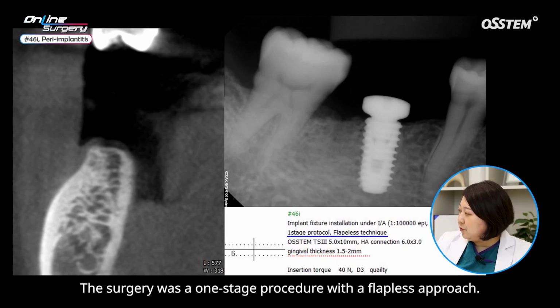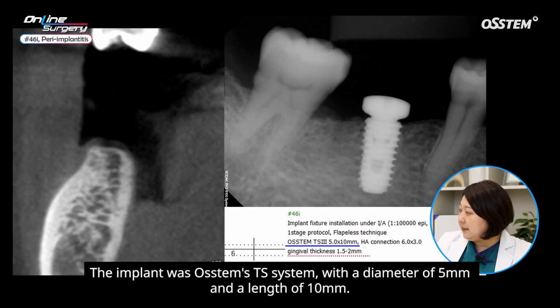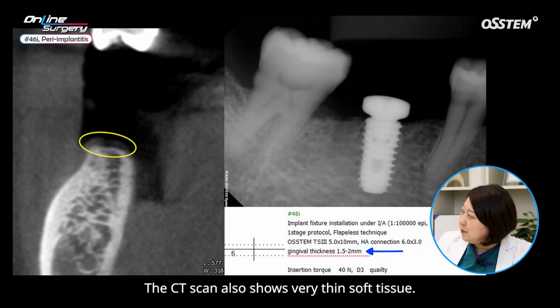The surgery was a one-stage procedure with a flapless approach. This means that both the bone and soft tissue were decent back then. The implant was Osstem's TS system, with a diameter of 5 mm and a length of 10 mm. And here I left a note that the gingival thickness was about 1.5 to 2 mm. The CT scan also shows very thin soft tissue.